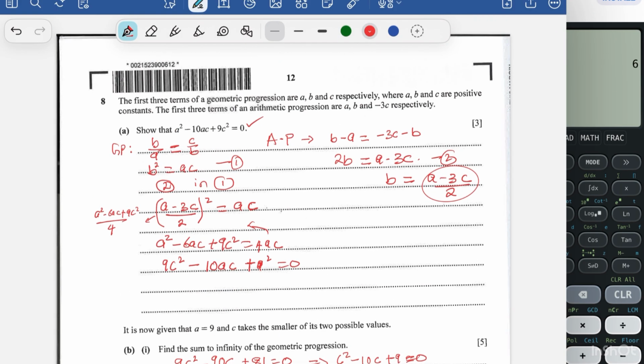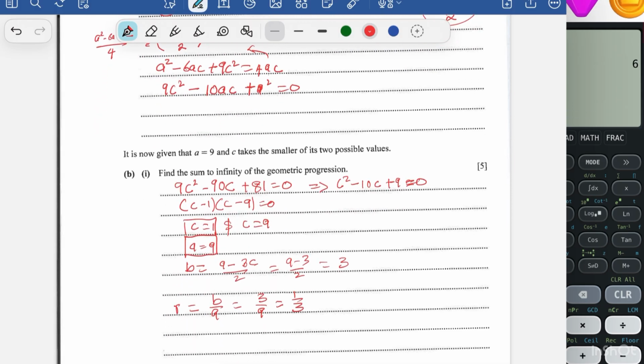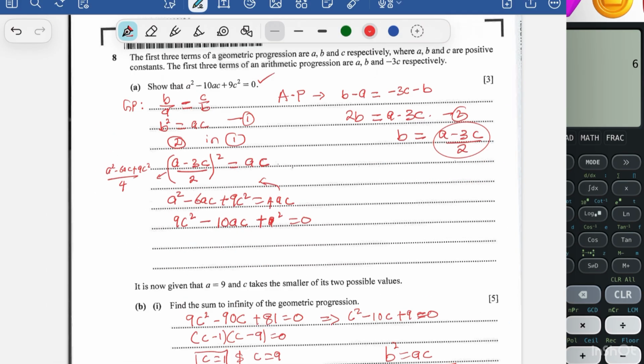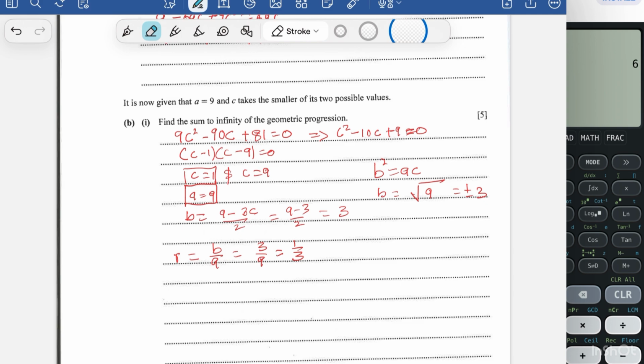Now the question is, should we use b squared? If I use b squared equal to ac, then b will be the square root of 9, which is plus or minus 3. But A, B, and C are positive, so we cannot take the negative. Okay, that makes sense. That's why we should always read the instructions. I've not solved the paper, so I'm just trying to think.